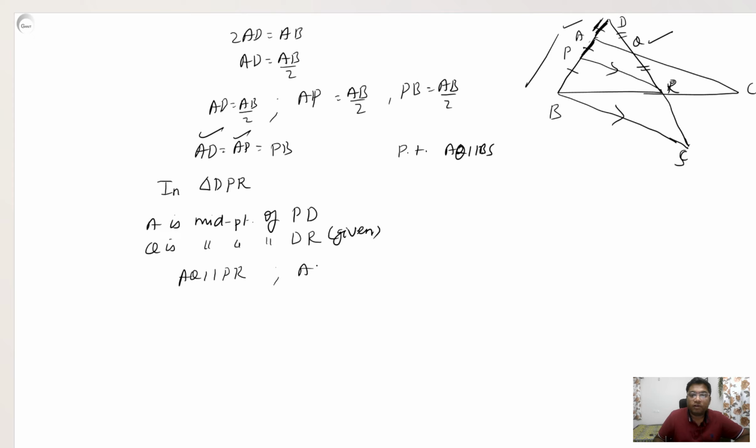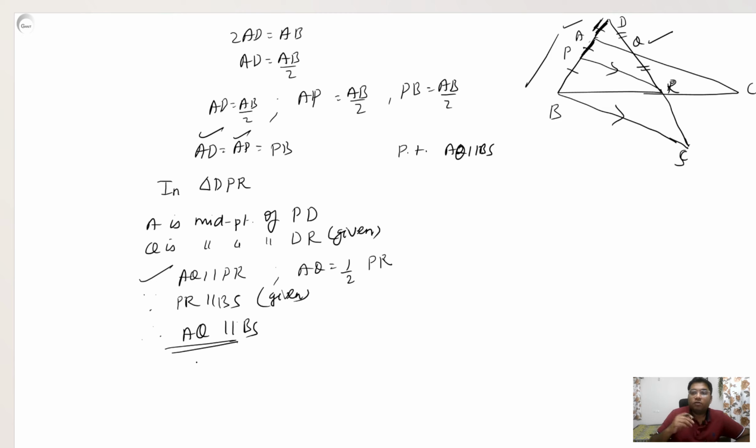Some of you would want to write AQ is half of PR, which is good. You would be correct if you write that. We just don't need the half right now, at least. So AQ is parallel to PR, we have just proven. But the question said earlier that PR is parallel to BS. It's given, right? So I just proved AQ is parallel to PR, but PR was parallel to BS. Therefore, AQ will become parallel to BS.